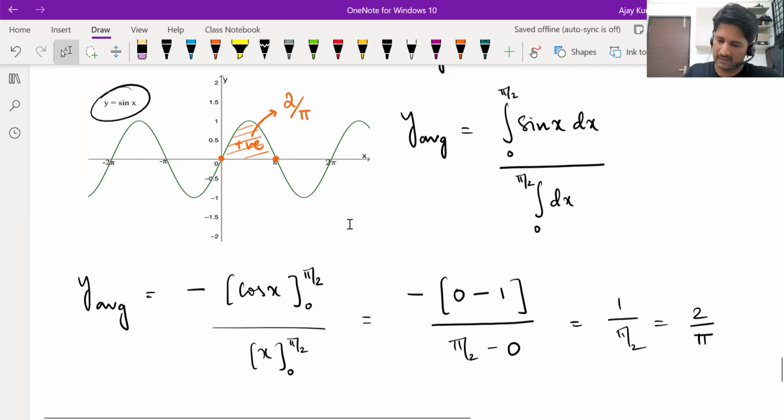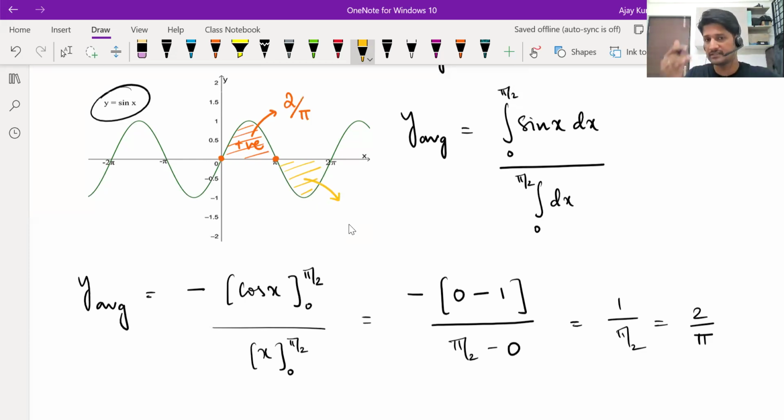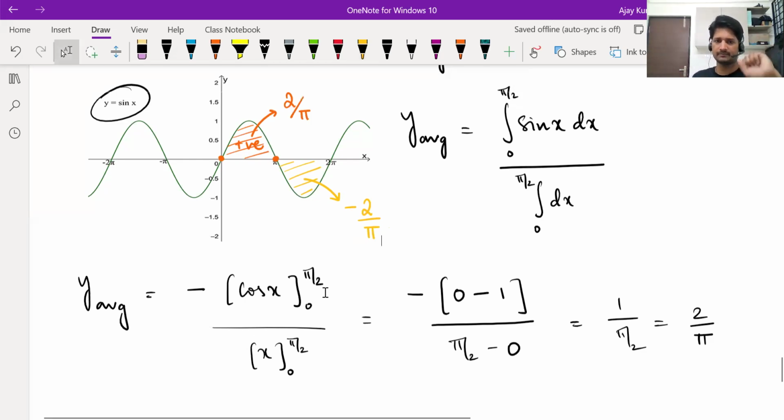Now try to tell directly what the average value of the negative half cycle will be. Whatever positive values it takes in the positive half cycle, the sine function takes the same negative values in the negative half cycle. So this average is going to be minus 2 by pi. Okay, this is for the sine function.